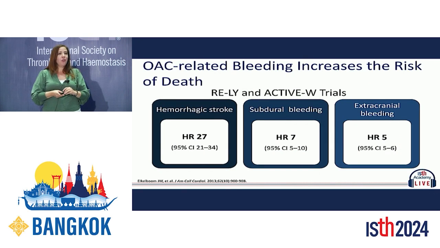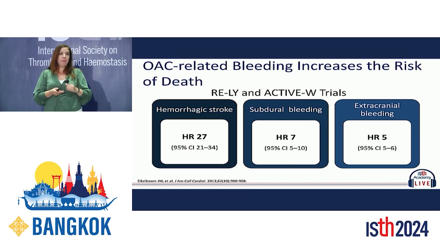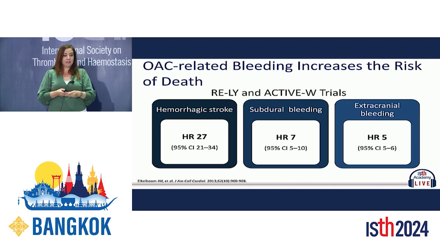But in fact, extracranial bleeding, or particularly gastrointestinal bleeding, is the single most frequent site of anticoagulant-related bleeding, representing about 50 to 60%. You can see from this slide, this is a combination analysis of the RE-LY and ACTIVE W trials. So patients treated with dabigatran or warfarin in RE-LY, and warfarin in the ACTIVE W trial, or aspirin. And you can see on the left-hand side, hemorrhagic stroke, a very serious complication, almost a 30-fold increase in the risk of death among individuals who had hemorrhagic stroke compared to those who had no bleeding.